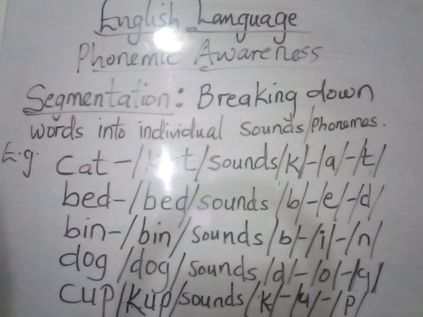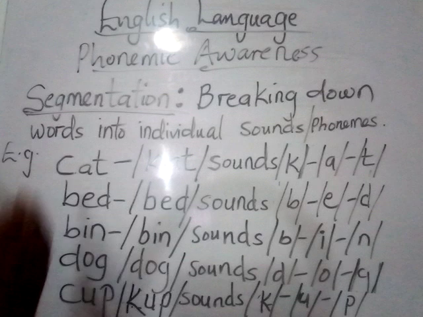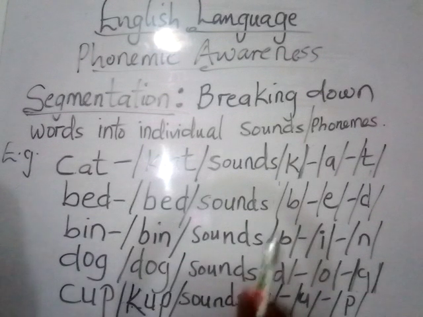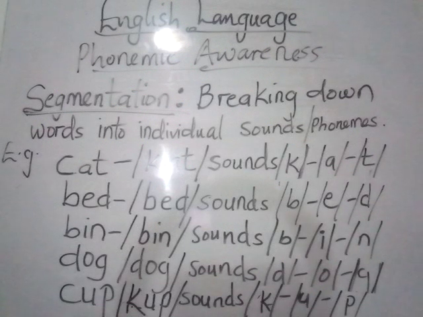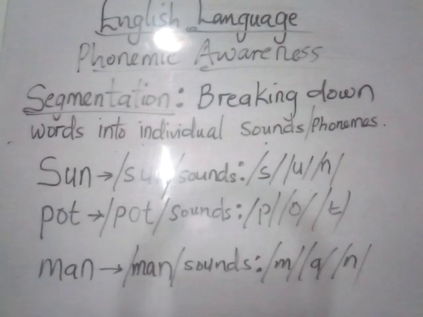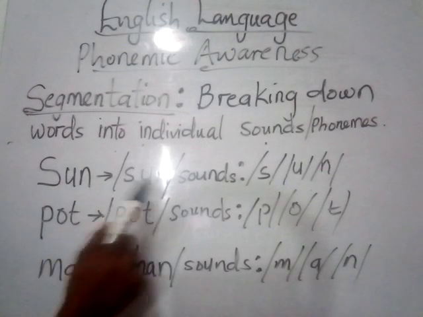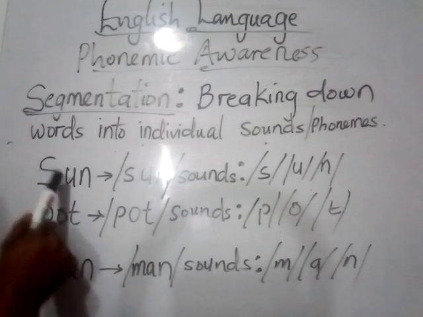So when we talk of segmentation in phonemic awareness, we are simply talking about breaking down words to see the different sounds that combine to form those words. Okay, we are going to explore some more examples before we move on to blending, which is another aspect of phonemic awareness. A few more examples that we're going to consider here are the words sun, pot, and man. So for sun, you have sun, the way it's written, okay?